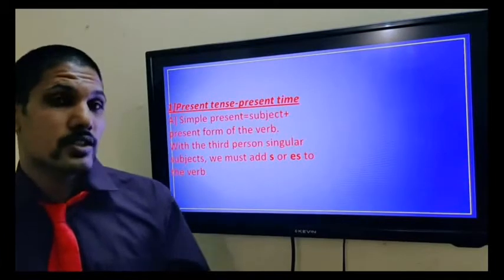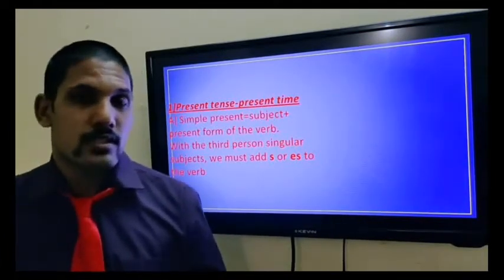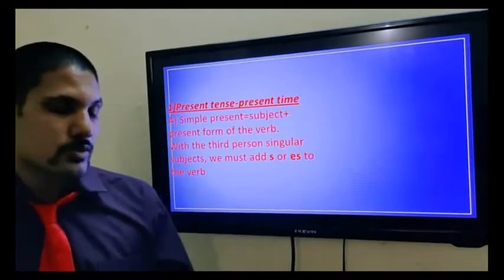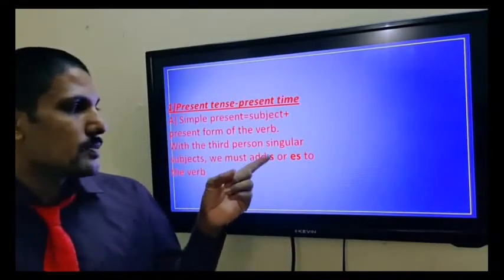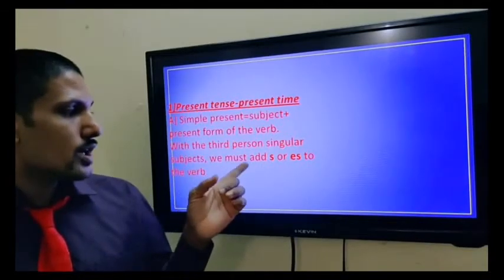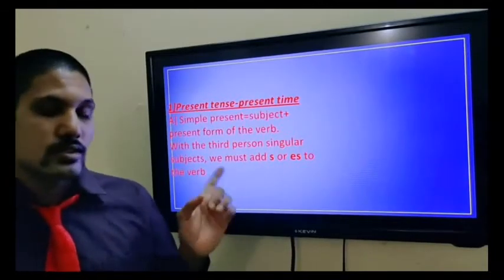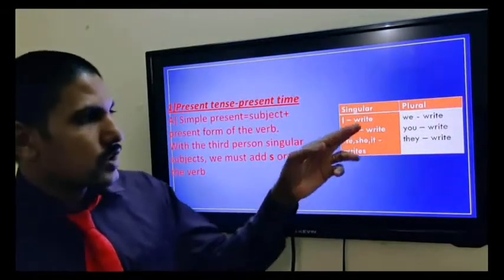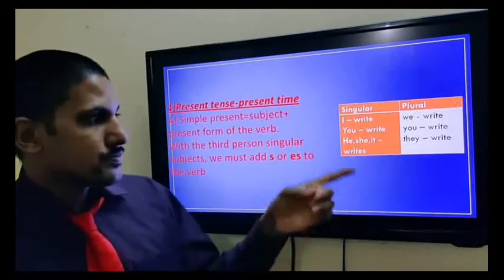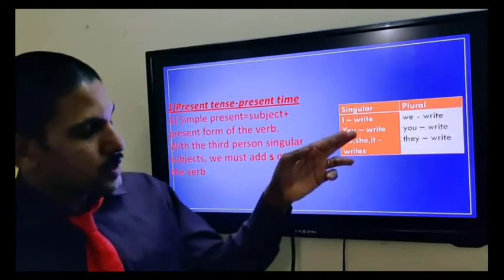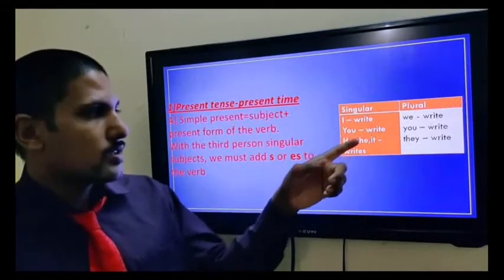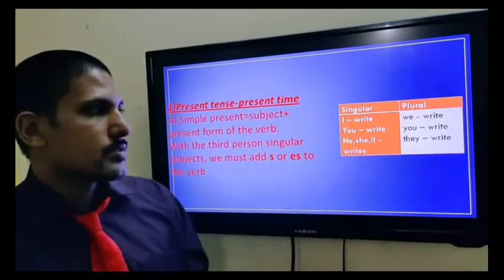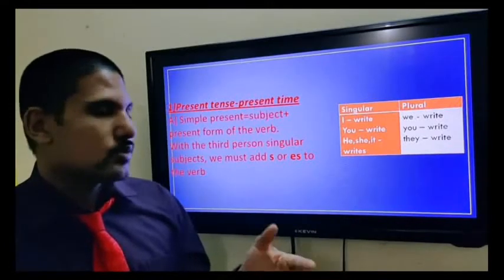Now a verb has three forms: present form, past, and past participle form of the verb. Three forms are there. So with the third person singular subjects, we have to add s or es to the verb. That is, there are singular and plural subjects. The personal pronoun subjects are I, we, you, they, he, she, it.